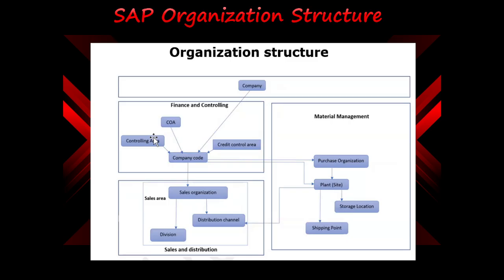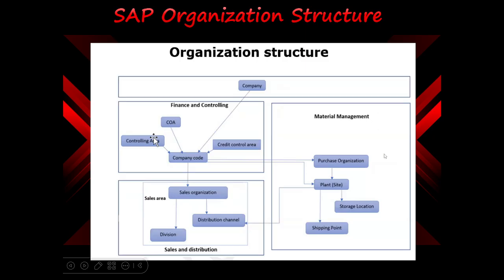So let's come to organization structure. So this is an example of organization structure where we have company. So the first organization structure in any organization is company. Then we have FI, financial and controlling. Then we have modules like material management and sales and distribution. So in this video we'll be focusing mostly on material management.